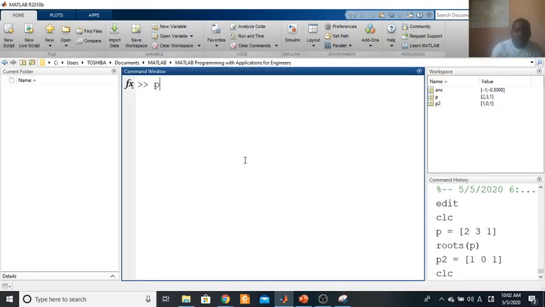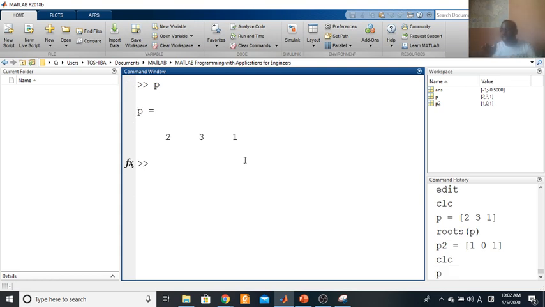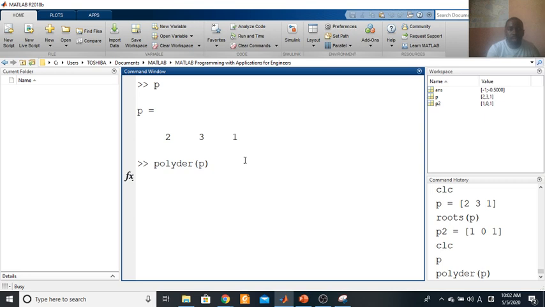So remember, our polynomial P was 2, 3, 1, right? To differentiate this, I'll just say polyder of P. And the computer is extremely slow in processing information. So that's it, right? You have 4 and 3, which is the derivative of P. So to differentiate any polynomial, I'll use polyder.